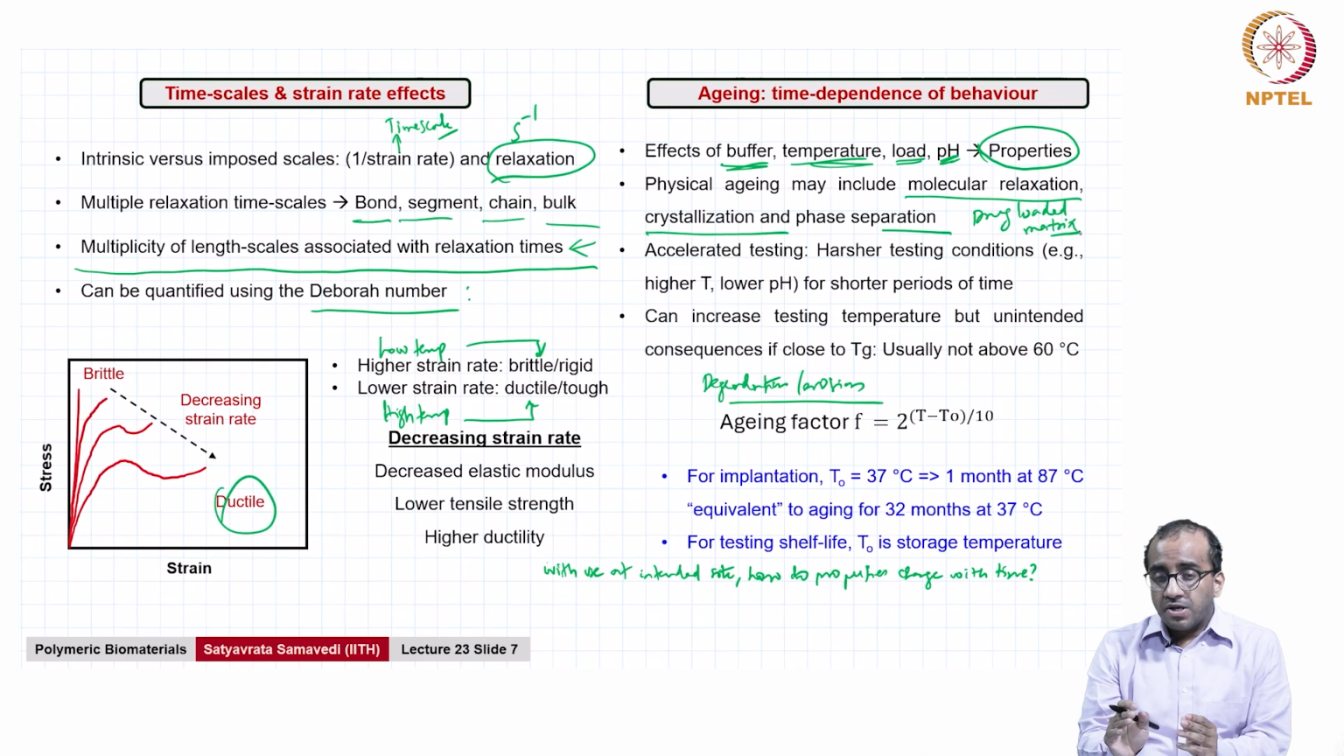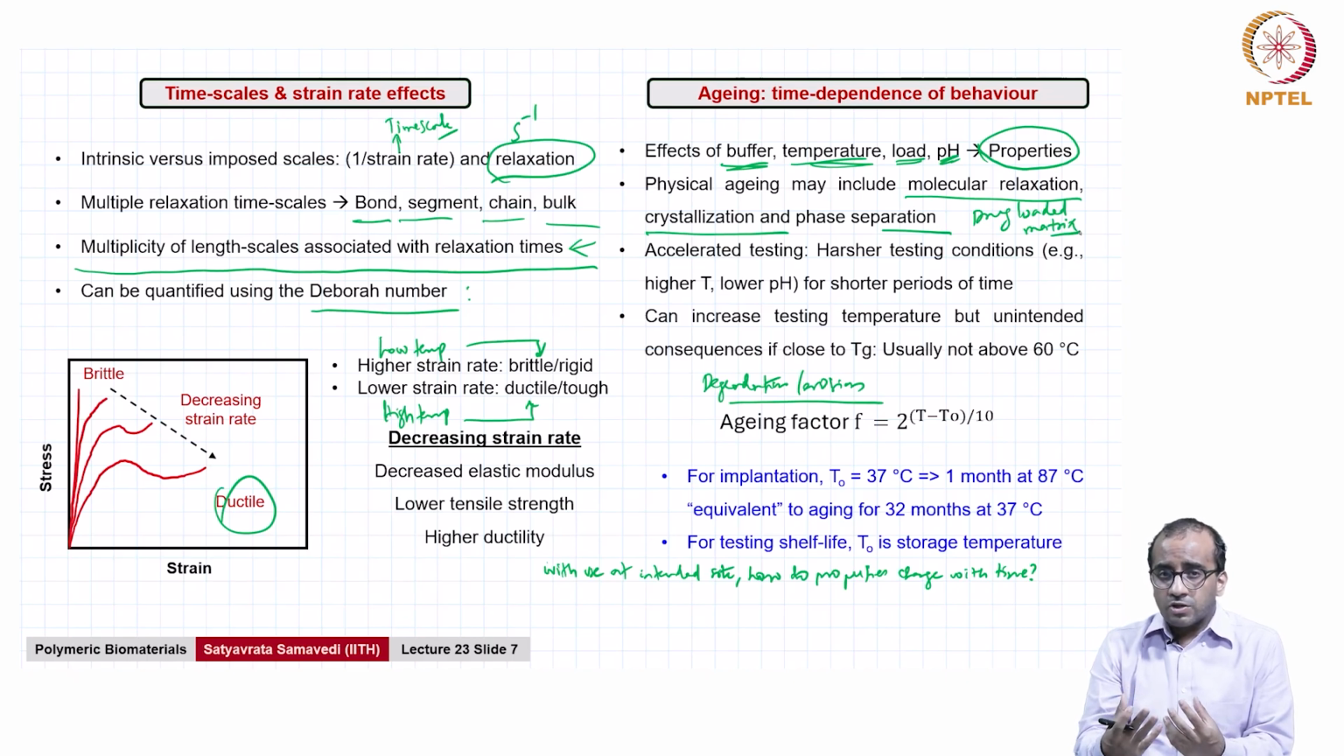Now, even storing it, forget using it in the body, let us say you are looking at controlled delivery devices that want to release drugs over a long term. Even storing it on the shelf, without even deploying it in the body, some of these mechanisms may be at work. If you are keeping it annealed or storing it below Tg, over time it can slowly lead to relaxation. You can have the amorphous drug.